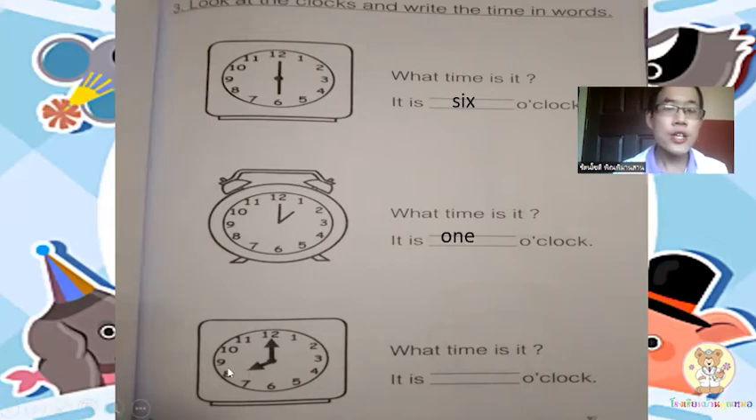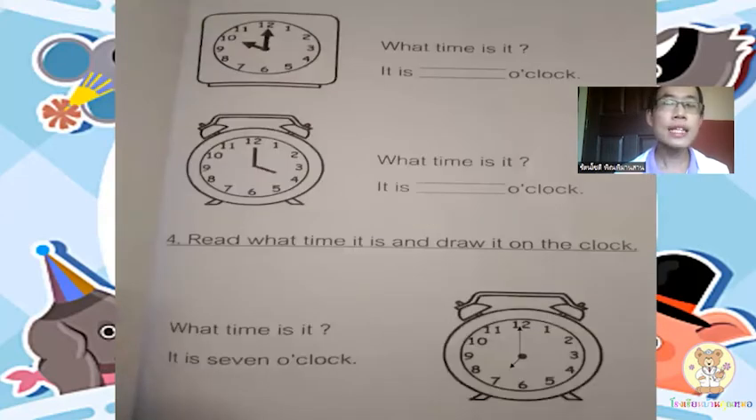Next picture. You can see that the shorthand points at number 8, while the longhand points at number 12. And then they ask you some question. What time is it? So we can answer like this. It is 8 o'clock. So we need to spell number 8. E-I-G-H-T. It is 8 o'clock. Like this. Okay, next question.